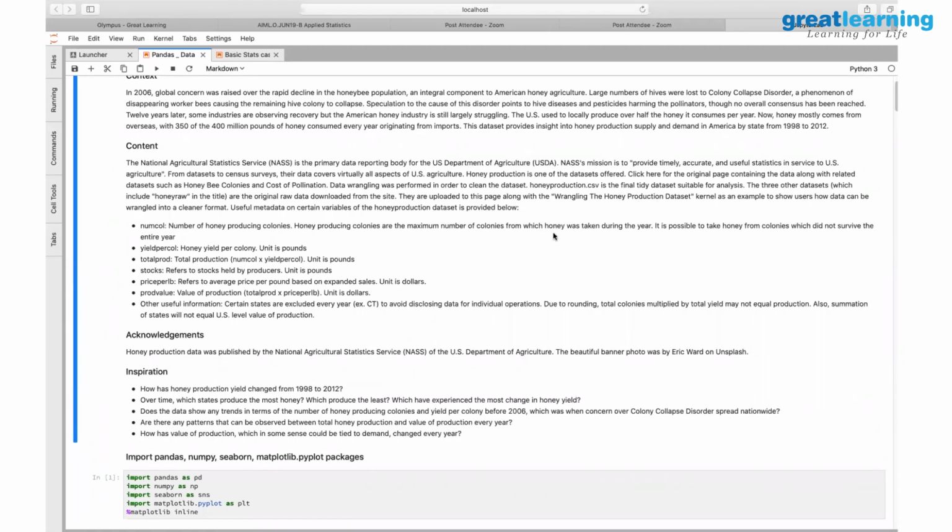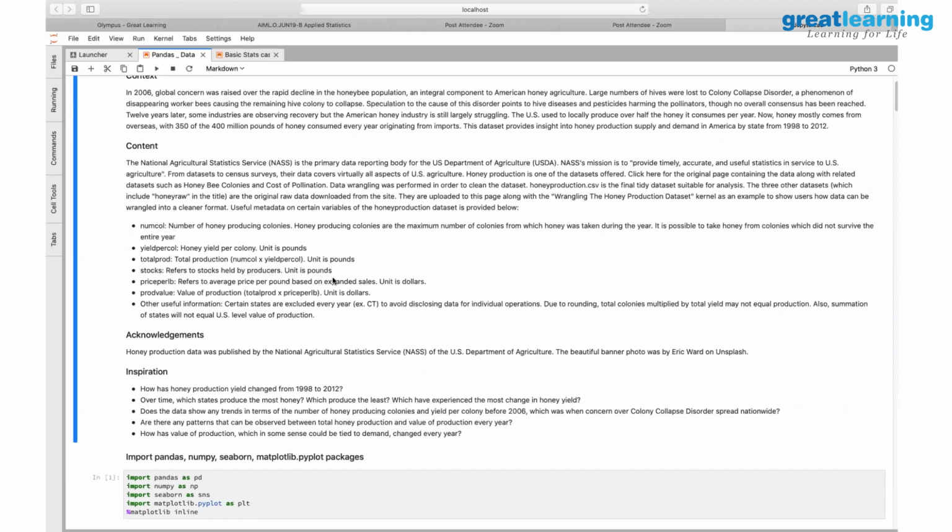What is the maximum number of colonies from which honey is taken, and during which year? For one colony, how much honey it has produced during the year is captured as the yield, honey yield per colony in pounds. Then total production of honey, which is the multiplication of those two things, numcol and yieldpercol. Then stocks refers to stocks held by honey producers.